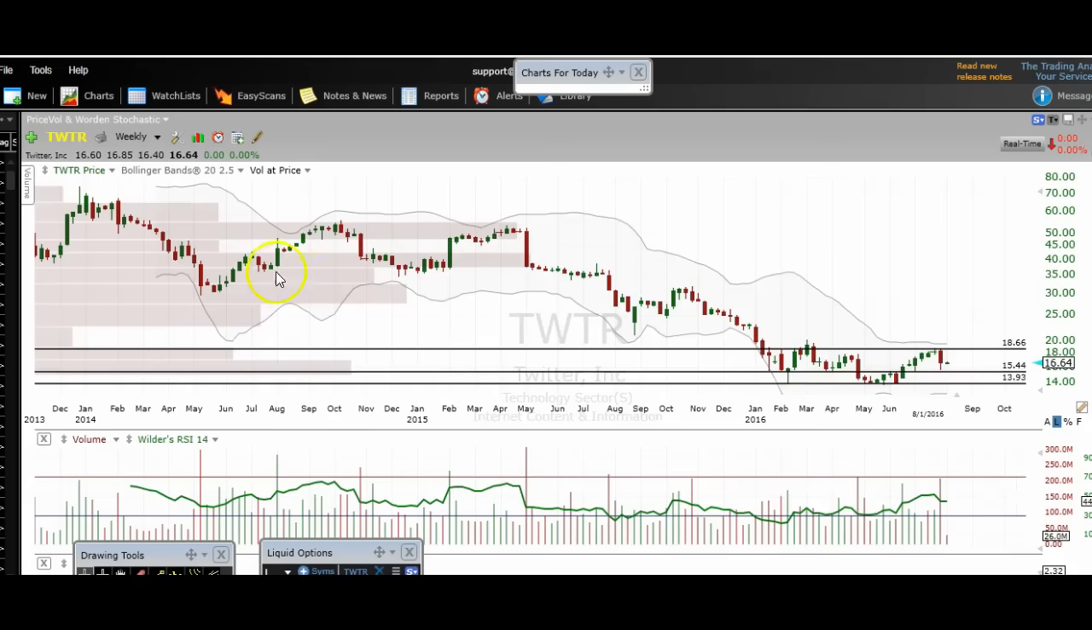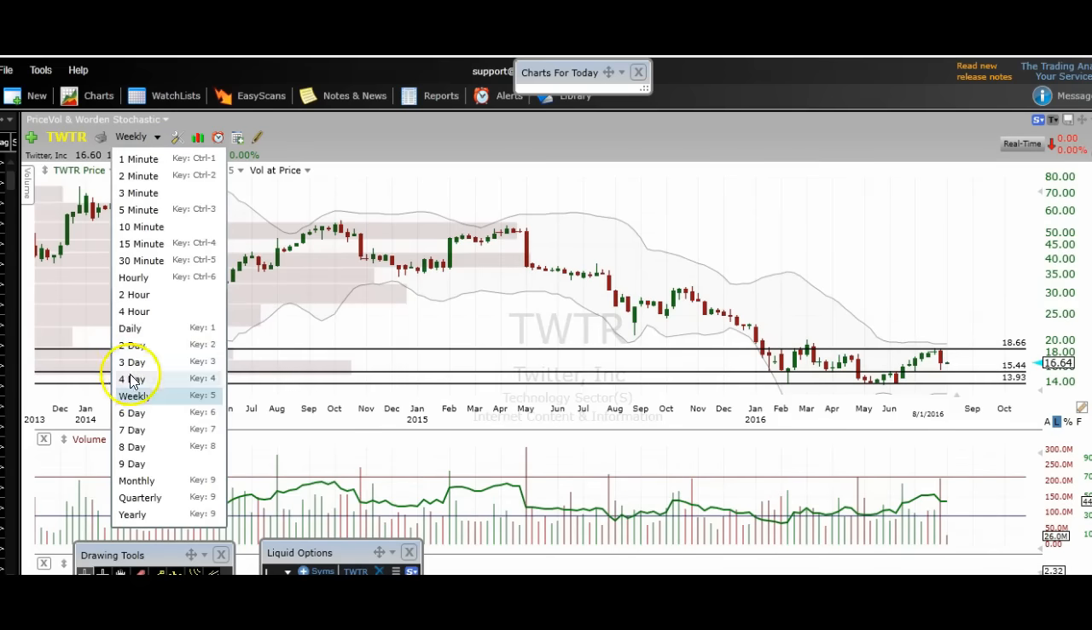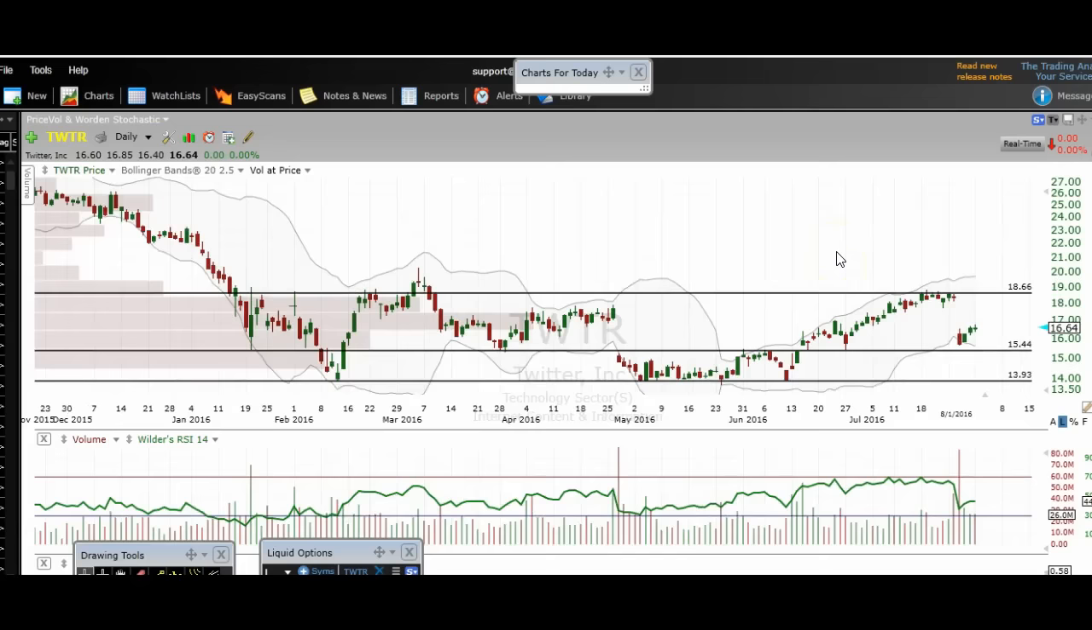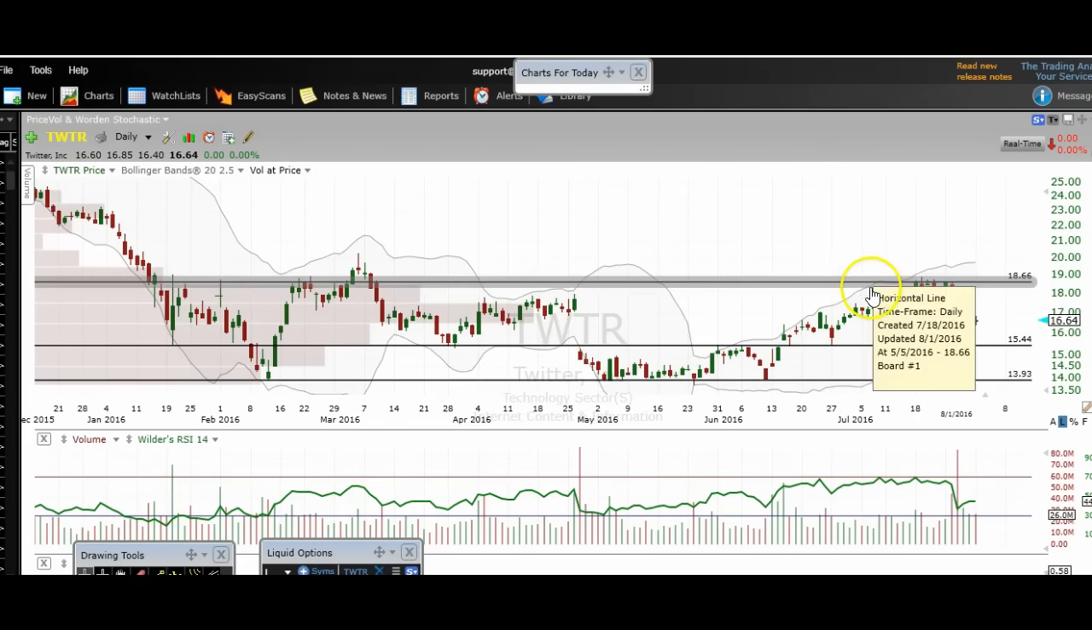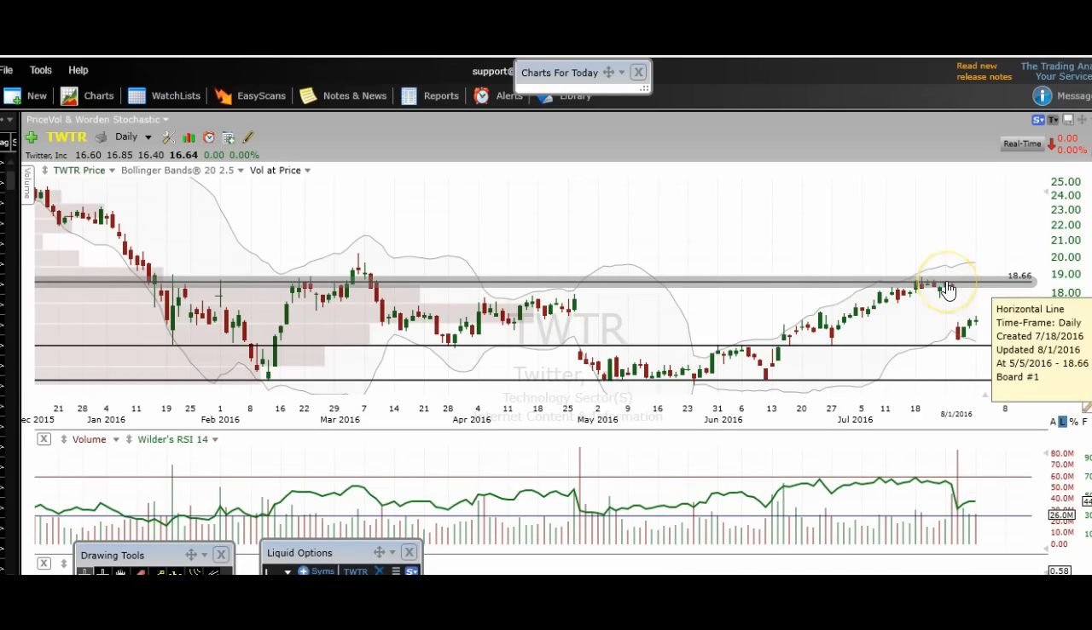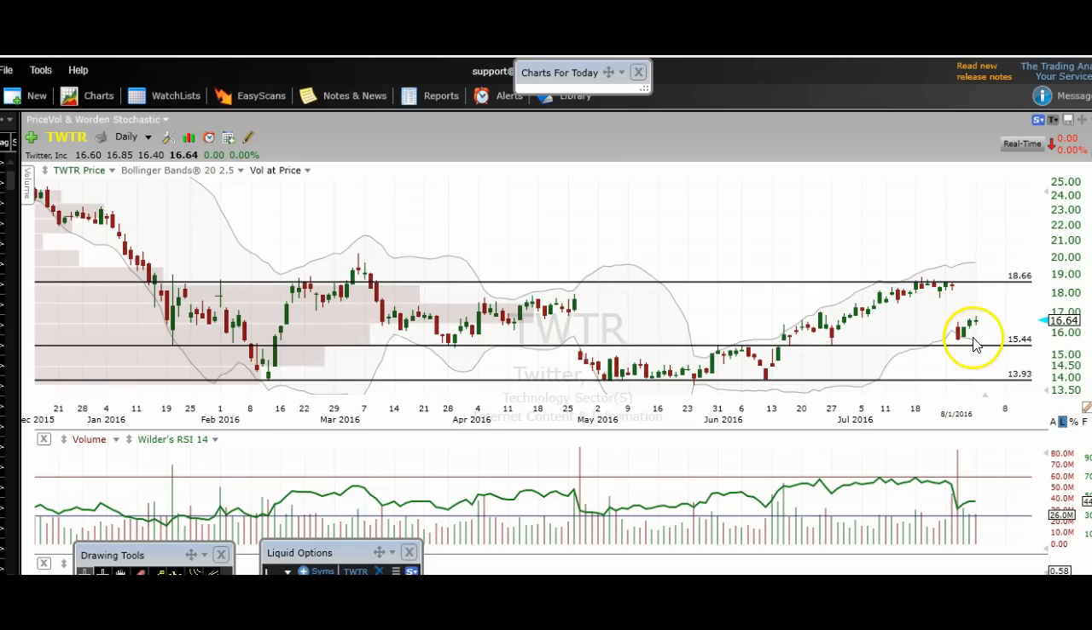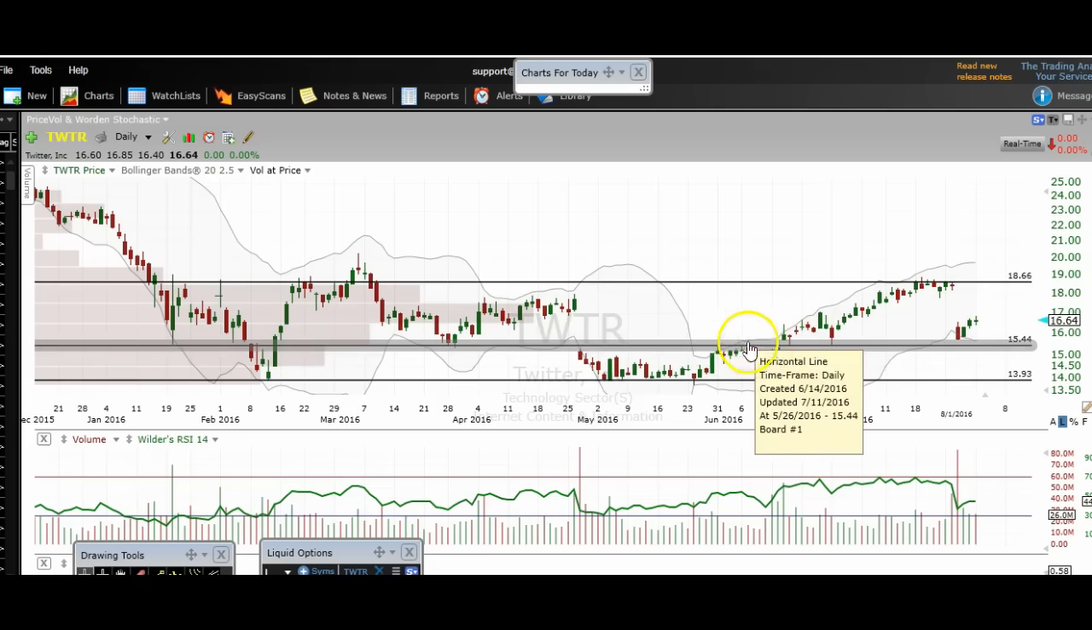Next, I want to cover Twitter, and I'll switch back to the daily time frame. So Twitter, pretty simple stuff here. We've got resistance between $18 and $19, and then we've got support between $15 and $16. As you can see, we bounced from it here, here, here, and then on the underside, it was resistance right there, so now that is support.